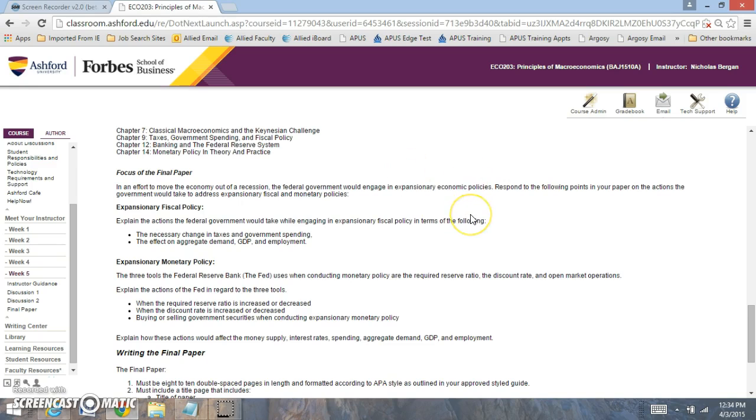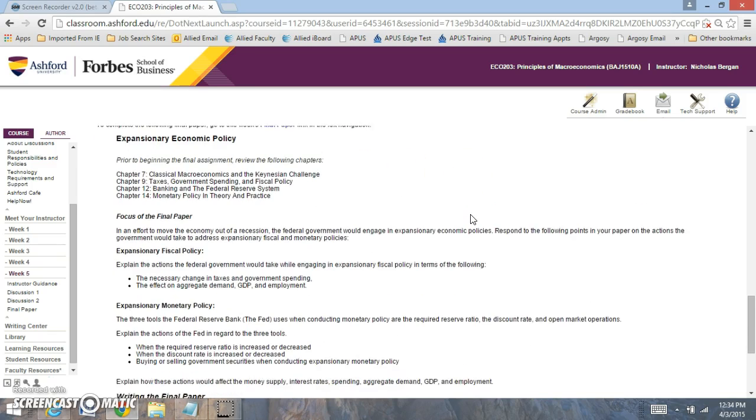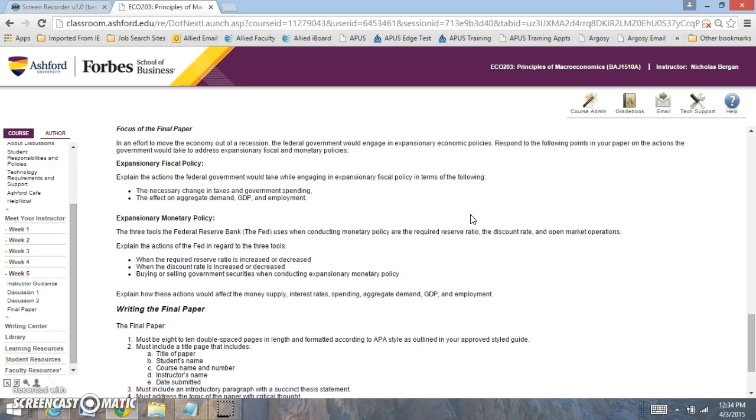Now, with your final paper, you have a couple different things that you're keying in on. The focus of the final paper is looking at an economy that's moving out of a recession. And the federal government would like to engage in expansionary policies. So with fiscal policies, you want to look at taxes and government spending. With monetary policies, you want to look at money supply and interest rates. And you want to focus on these fiscal and monetary policies and how they influence each stakeholder in the economy. Or you could say consumers, businesses, government, and the international sector.